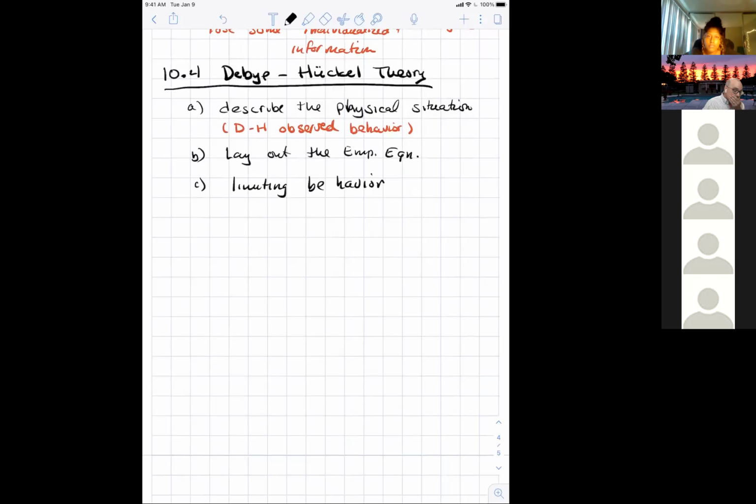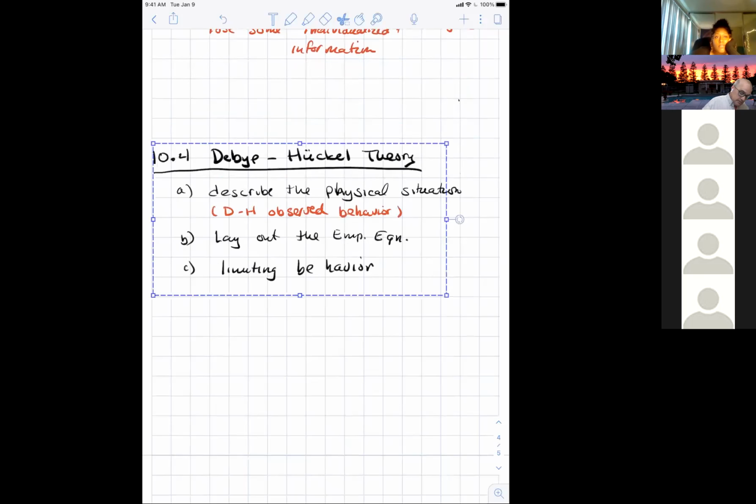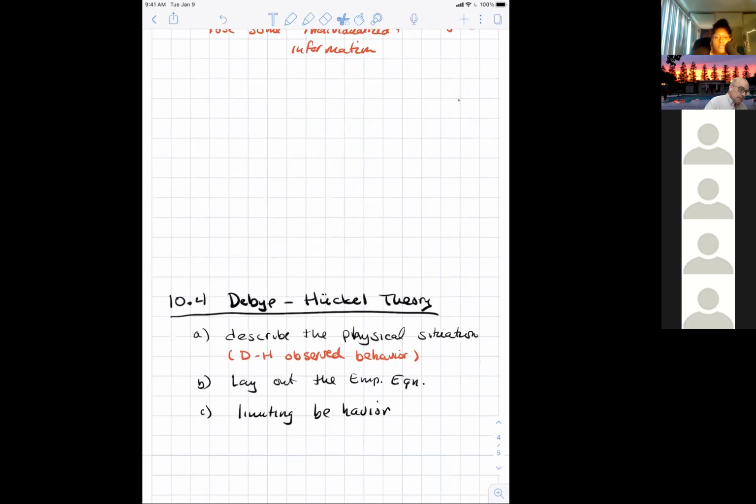Oh, shoot, I forgot one thing. Hold on a second, let me move this. Because I forgot what about ion pairs.